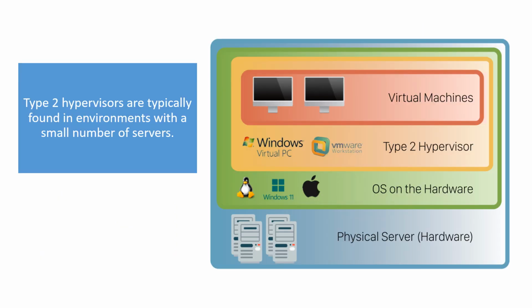And type 2 hypervisors are found in environments with a small number of servers. In this picture, we can see the type 2 is installed on the operating system of the physical machine. So this is the system with a type 2 hypervisor, which makes the virtualization possible.